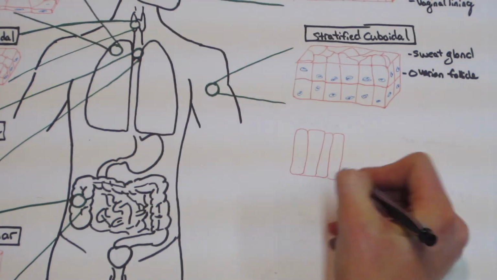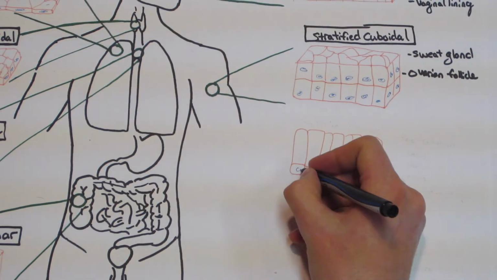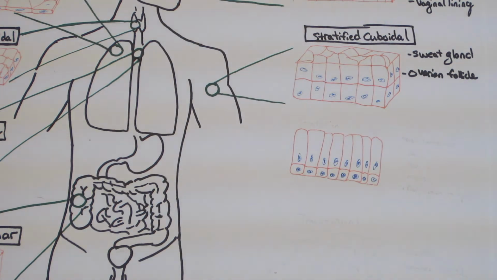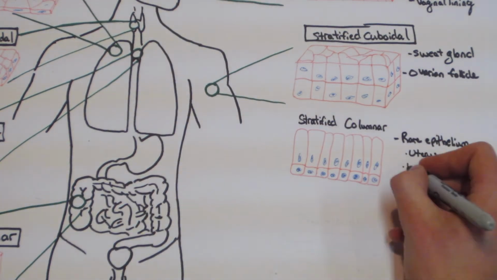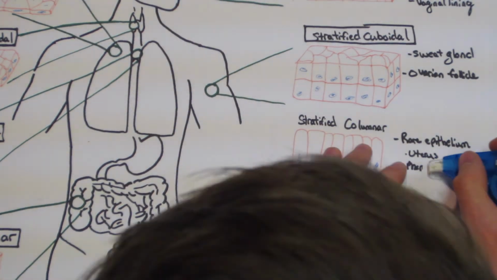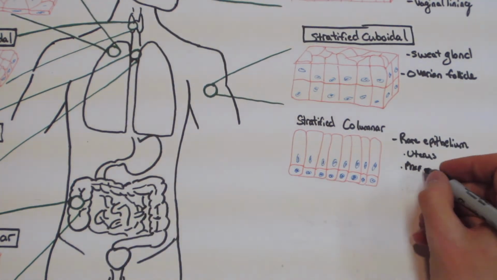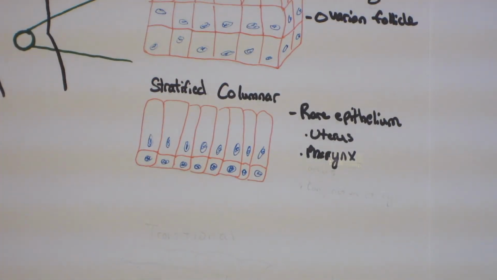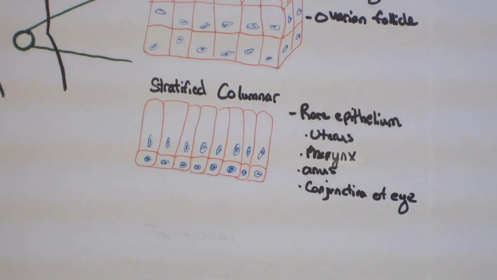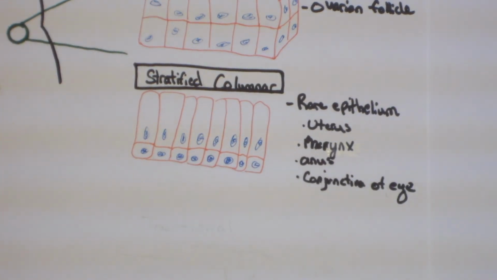The next type of epithelia that we'll be focusing on is a fairly rare type of epithelia, and it is also a stratified type with two layers, and it's a columnar, stratified columnar. It is found in the uterus, in the pharynx, in the anus, as well as the conjunctiva of the eye.